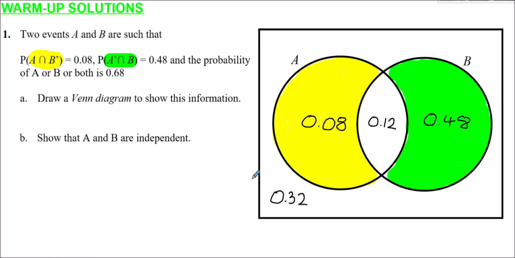We've now done part A of question 1, so we can now think about part B. Part B asks us to show that A and B are independent. Now, if they're independent, what we're going to have here is the probability of A multiplied by the probability of B will equal the probability of the event being the intersection of A and B.